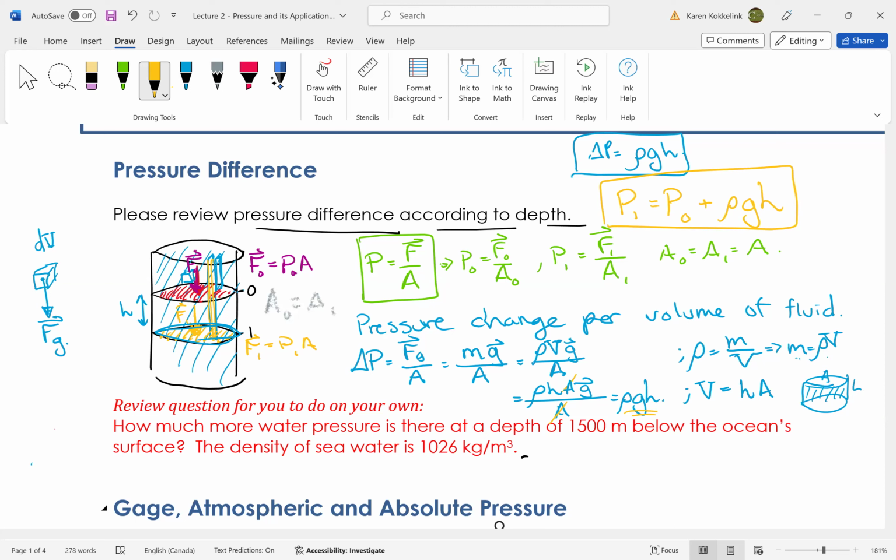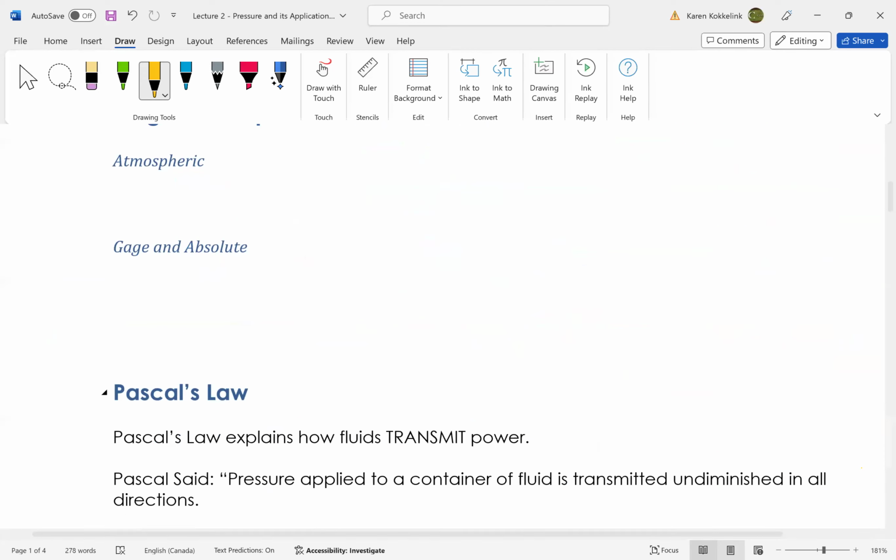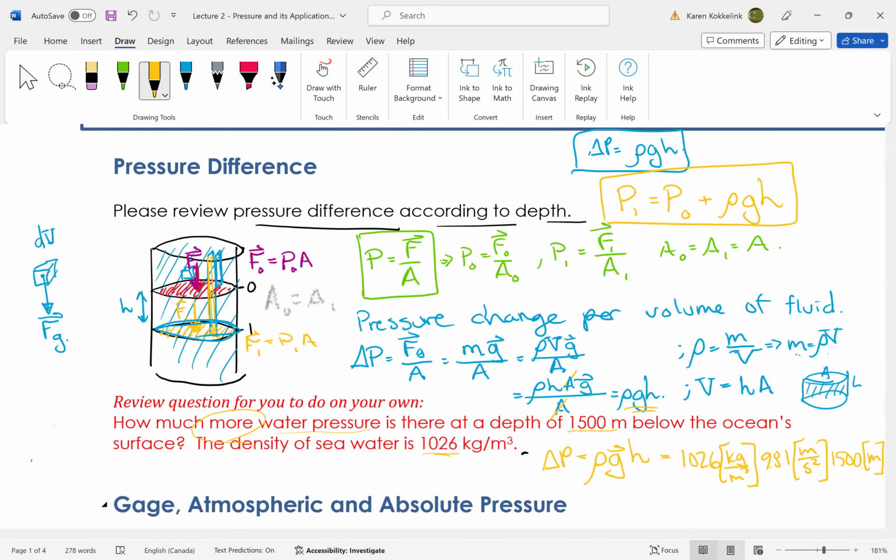So if we remember how to apply that, what we would do is say, how much more water pressure is there at a depth of 1,500 meters below the ocean surface, if the density is this? The answer would just be the change in water pressure, or the amount more would just be rho g h. So that would be the density of water, 1026 kilograms per meter cubed, times acceleration due to gravity, 9.81 meters per second squared, times 1,500 meters, the depth. So meters and meters would cross out, and we would end up in pascals if we were to compute that.